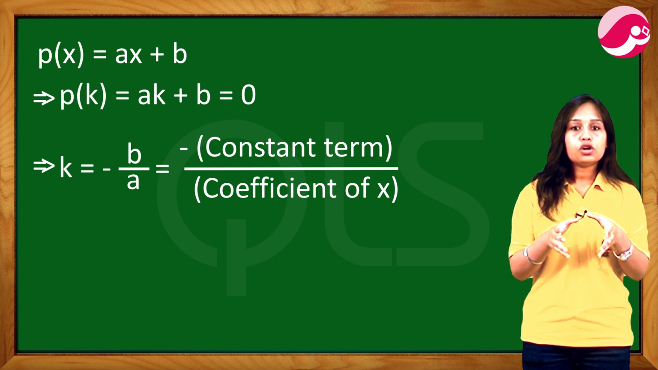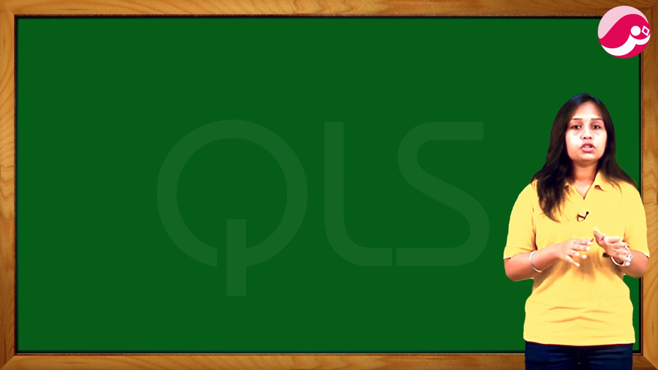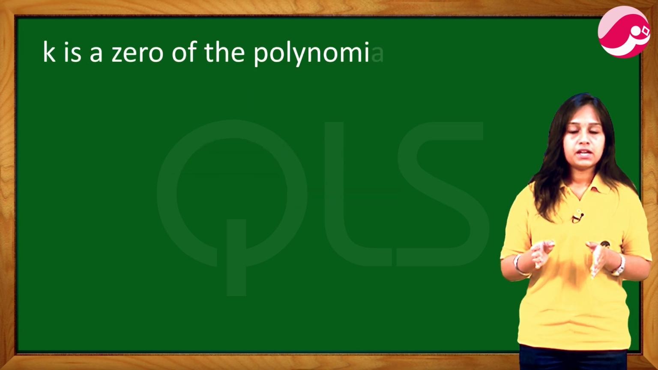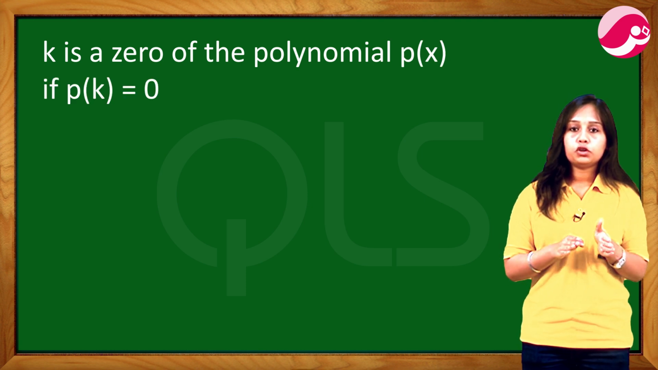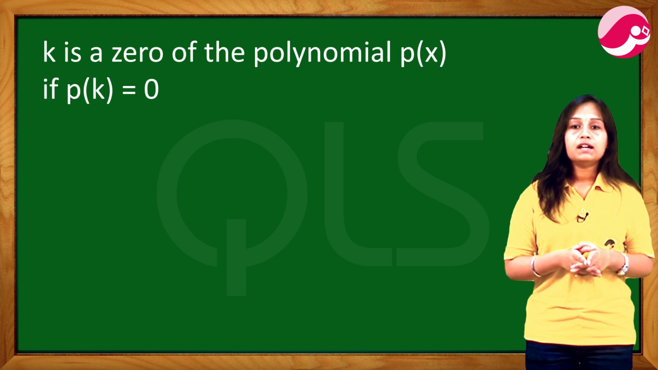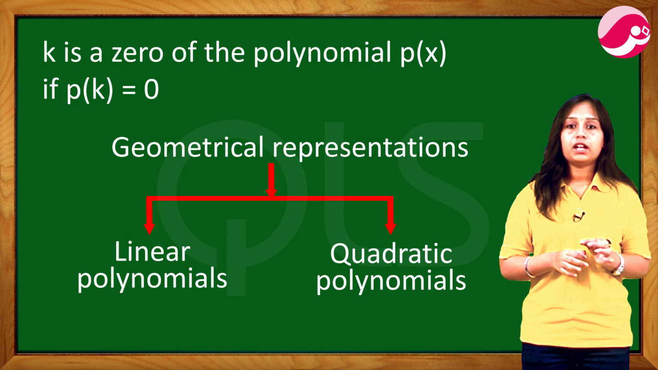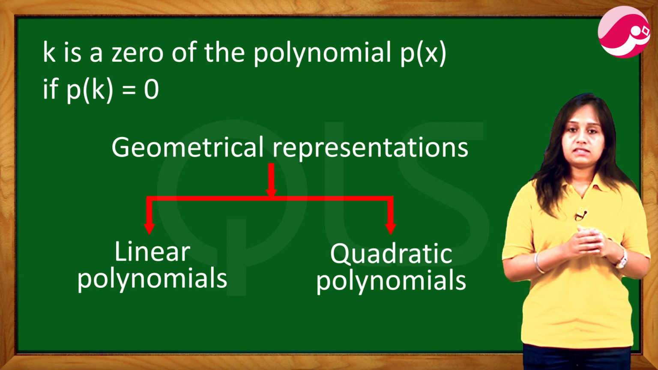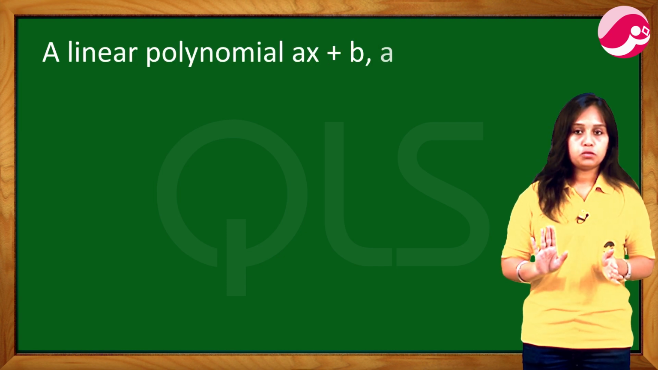Thus, the zero of a linear polynomial is related to its coefficients. You know that a real number k is a zero of the polynomial p(x) if p(k) = 0. But why are the zeros of a polynomial so important? To answer this, first we will see the geometrical representations of linear and quadratic polynomials and the geometrical meaning of their zeros. Consider first a linear polynomial ax + b, where a is not equal to 0.